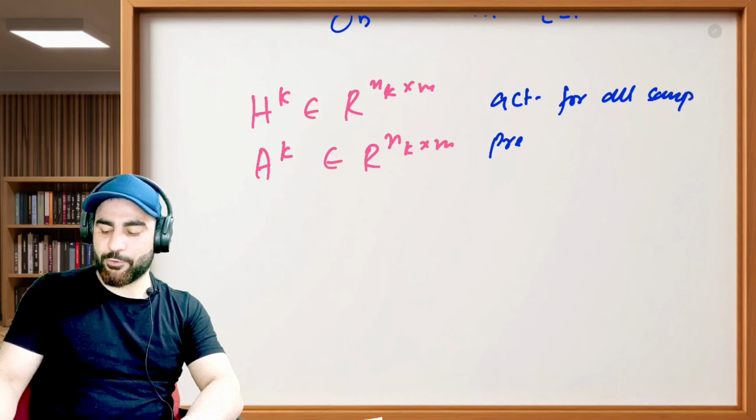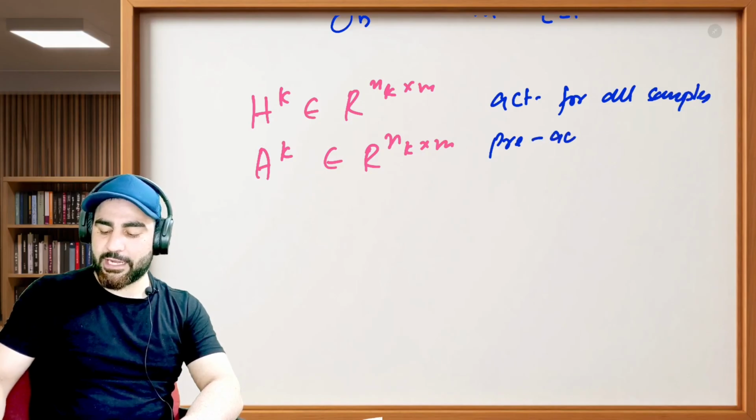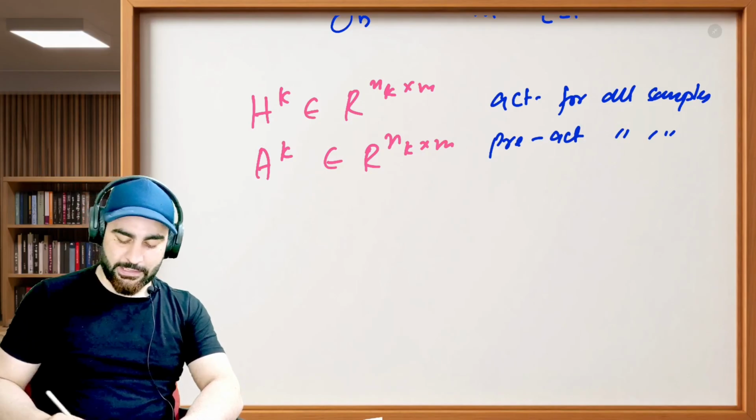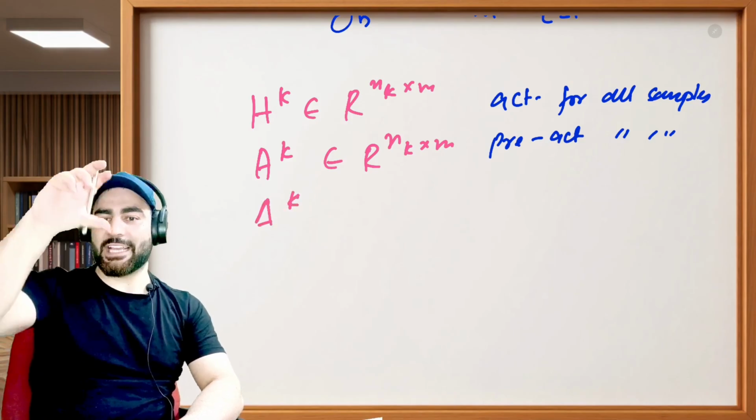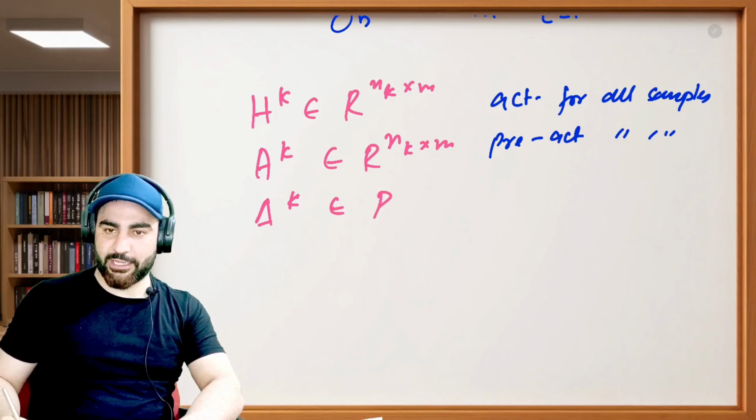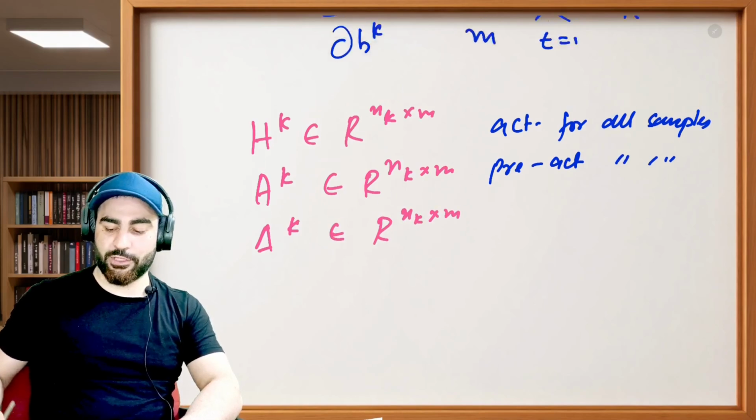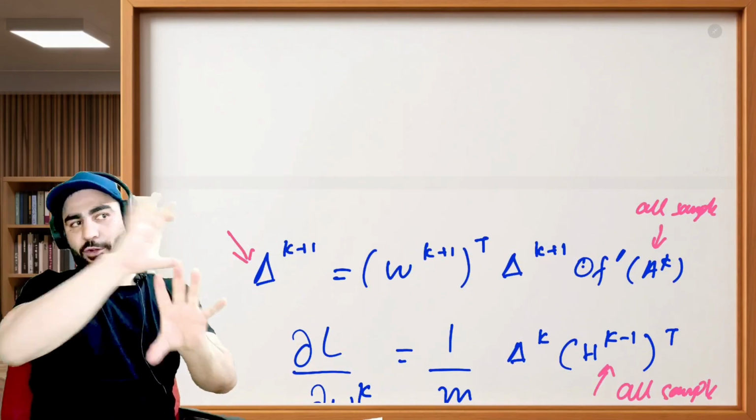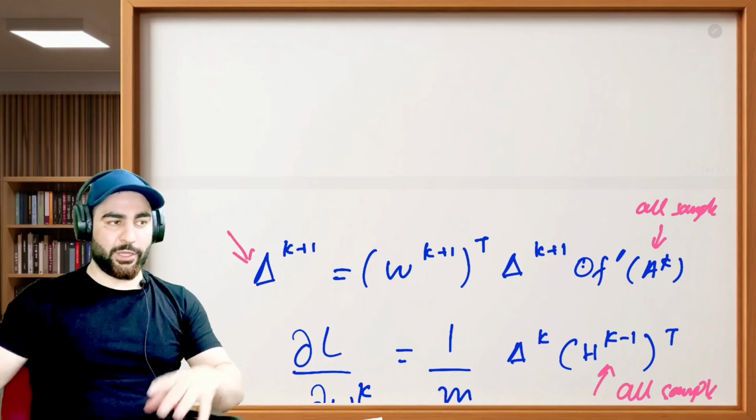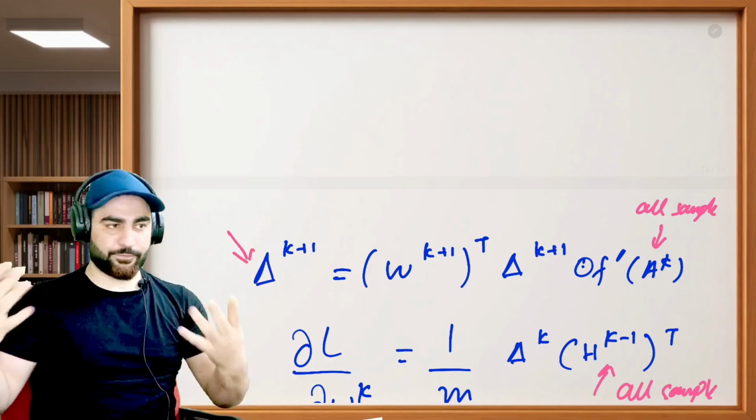Basically, if you use m samples, this is the pre-activation for all samples, and then you have this delta k. This delta k again was a vector, but now it will be a matrix, R n_k cross m, because of these m samples. So this is what we generally do. This is called mini batching. We do mini batch because we cannot do it point-wise, or for all the points at once, since it takes a lot of time.